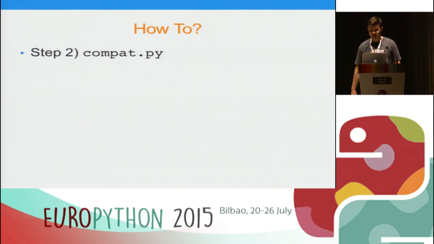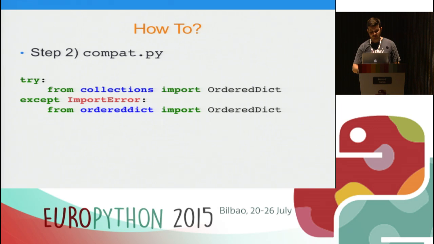Then the second step, in order to hide the lack of functionality, is to import it using the compat.py file. In this case, here's an example snippet where we first try to import OrderedDict from where we expected it to be if it was Python 2.7, which is the collections library. And if not, we'll import it from the third-party package that we pulled in.